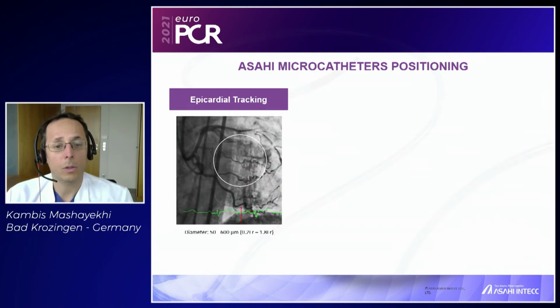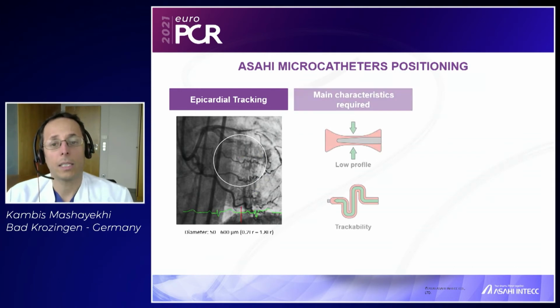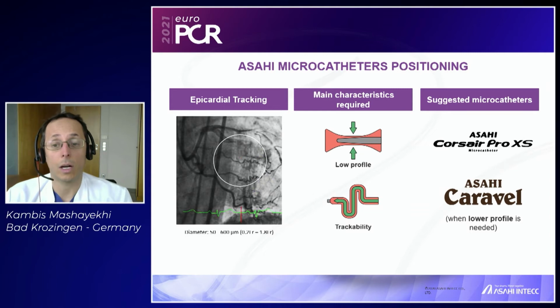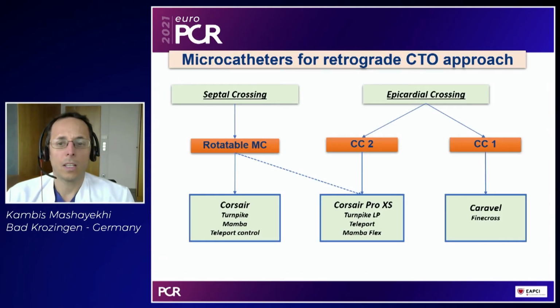Regarding epicardial tracking, here you need a different subset of devices, right? You also need a low profile microcatheter with good trackability, and this can be the Corsair Pro XS. And if the channels are even tinier, the Caravelle would be the choice. So this is my personal preference of different microcatheters at the moment for septal crossing and epicardial crossing.